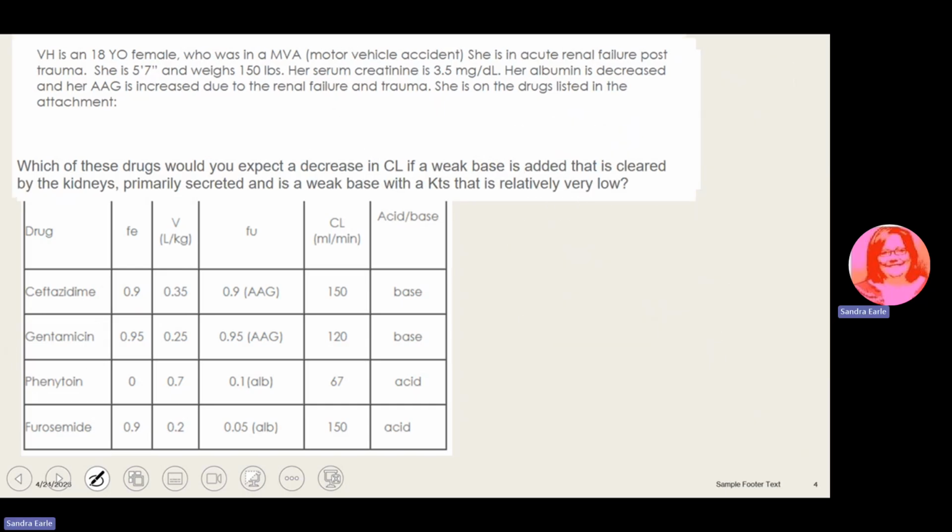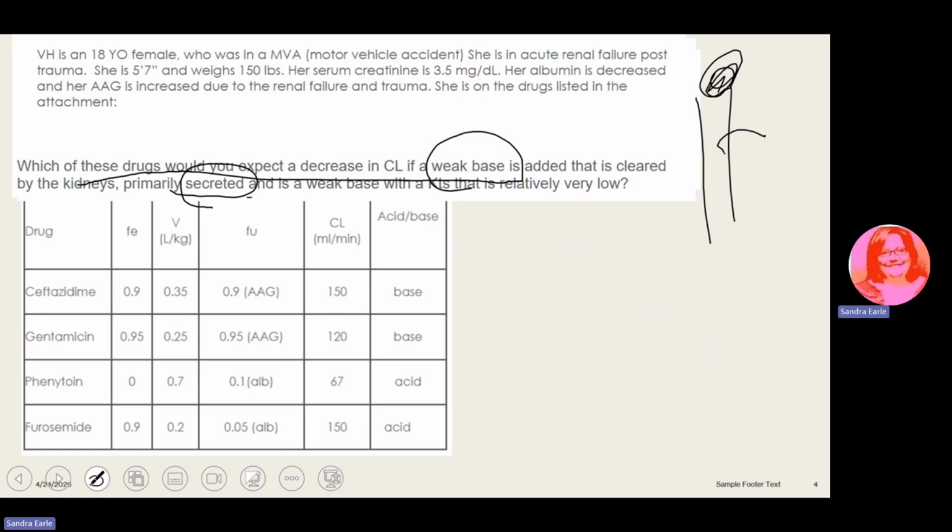All right, next problem, same drugs. We don't have to redo all the math. Which of these drugs would you expect a decrease in clearance if a weak base is added that is cleared by the kidneys, primarily secreted? Okay, we know the big concern about secreted drugs are other drugs that are going to compete for the same active secretion site. So remember, we've got our glomerulus, and then in the proximal tubule, we've got drug being added against a concentration gradient. So this is secretion.